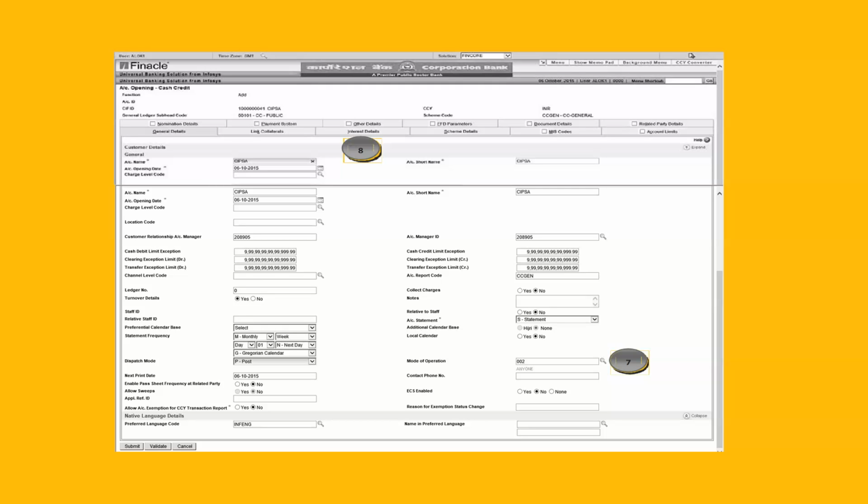There are 5 tabs in the statement frequency here, you can see here, right? This one will be automatically populated here, you can see here, right? So location code is not required.